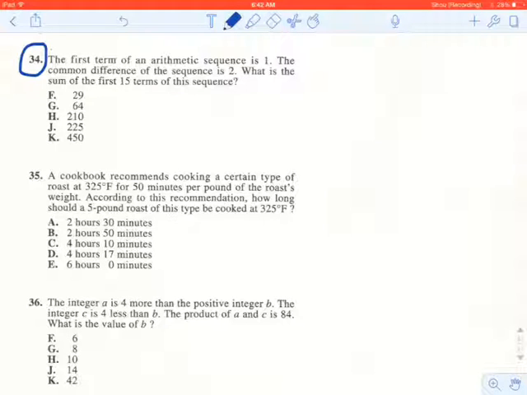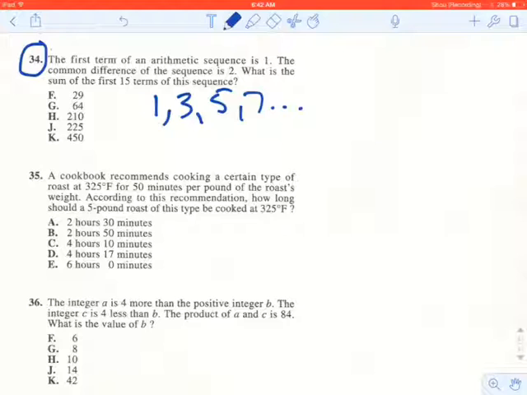So, looking at the vocabulary that they use, arithmetic, sequence, and that there's a common difference, we know it's a pattern that you add or subtract to get from one number to the next. In this case, our first term is 1, and the common difference is 2. That means we jump 2 every time to get to the next term. So that'll be 3, and then 5, and then 7, and so on. That's what this sequence looks like to begin with.